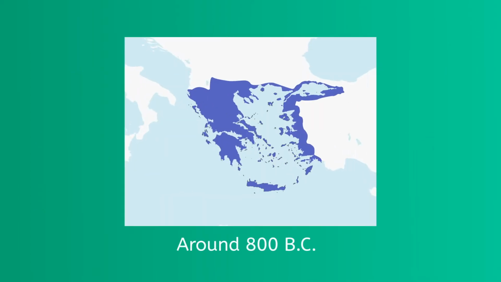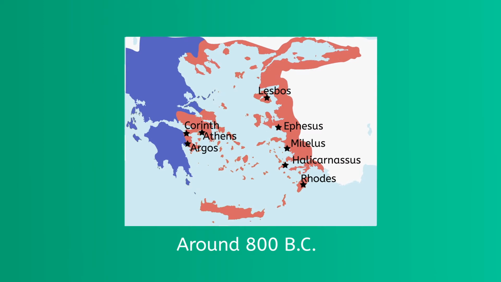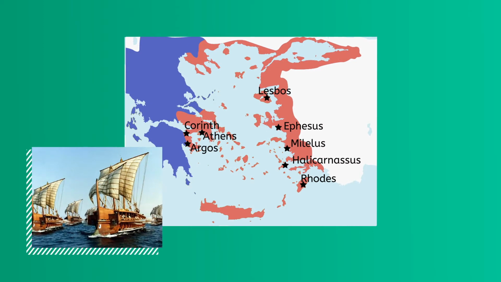Around 800 BC, Greek city-states began to form. Small farming villages began to grow and trade with other communities. Much of the trade was done by sea, as travel over the rocky terrain or land was very difficult.